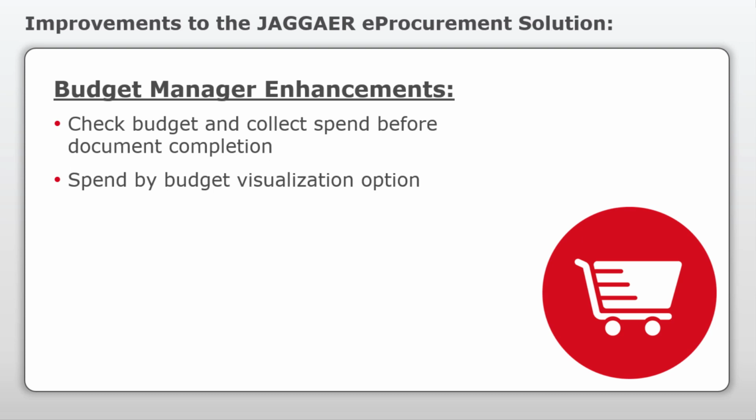Clients using the new Budget Manager will see enhancements in 20.1 as well. It will now be possible to check the budget and/or collect spend before document completion. Previously, Budget Manager collected spend information after a document had completed workflow. Now it will be possible for customers to configure budget spend collection at any step of the workflow so that spend can be pre-encumbered before the document is finalized.